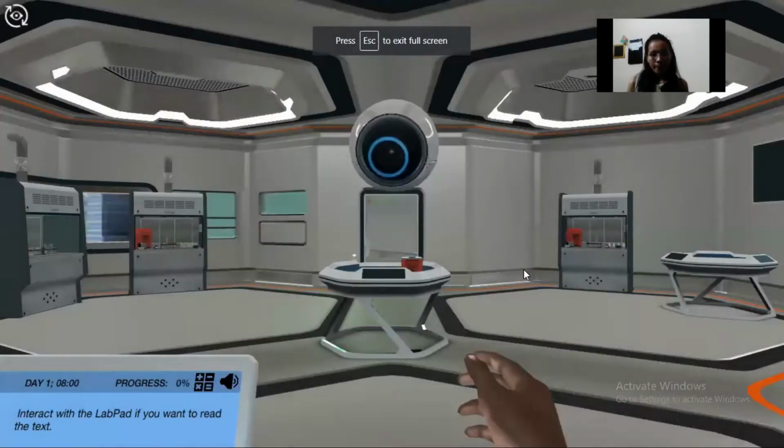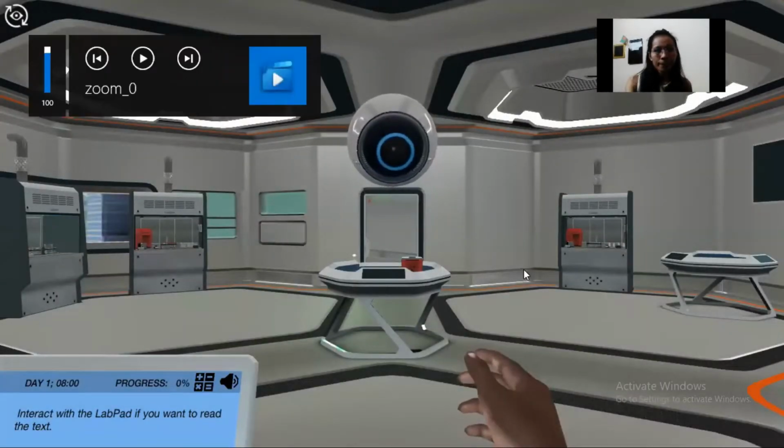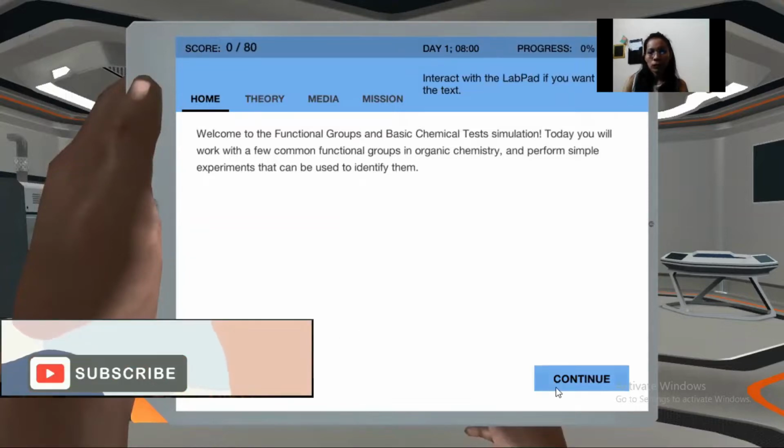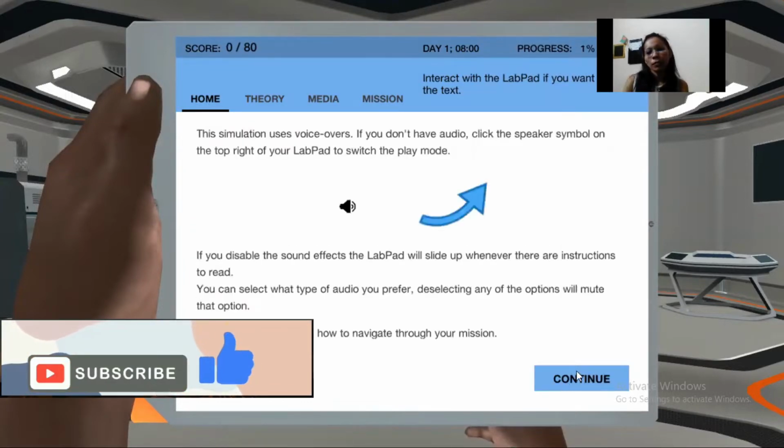Welcome to the Functional Groups and Basic Chemical Test Simulation. Today you will work with a few common functional groups in organic chemistry, and perform simple experiments that can be used to identify them. This simulation uses voiceovers.